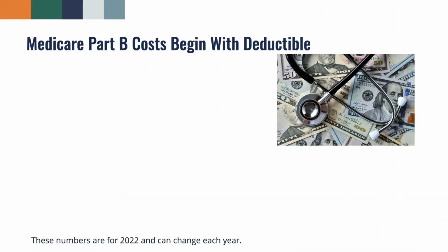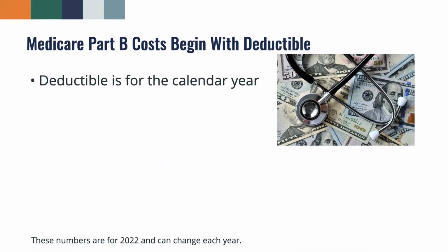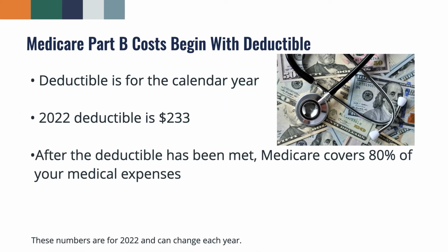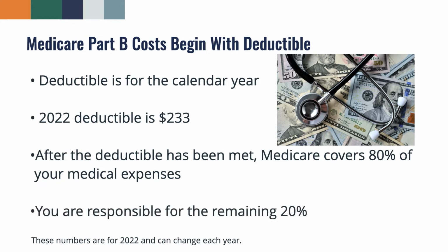Your share of costs for medical expenses covered by Part B begin with a deductible. It's a calendar year deductible, and for 2022, it is $233. So the first $233 of Part B expenses for 2022, you will be responsible for paying. Once the deductible is satisfied, Medicare will pay 80%, and you'll pay 20% of Part B covered expenses.